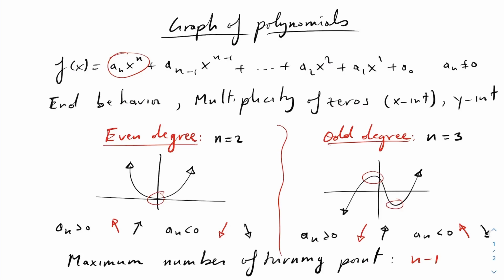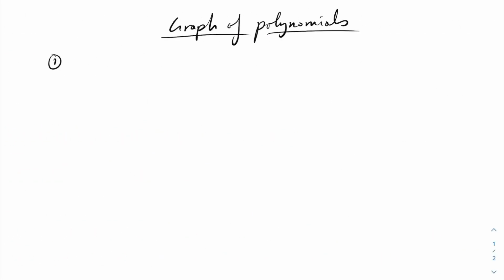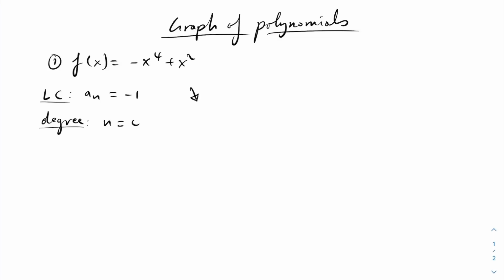Alright, so let me give you some examples so you can see how that comes to life in practice. If I give you the function f of x equals negative x to the power of 4 plus x to the power of 2, then your leading coefficient a_n in this case is going to be negative 1, which means that your right end behavior would be that the function goes down to negative infinity. And since the function happens to have a degree of 4, which is even, the left will be behaving the same way as the right. And so you're going to have both the right and the left end behavior going down to negative infinity.